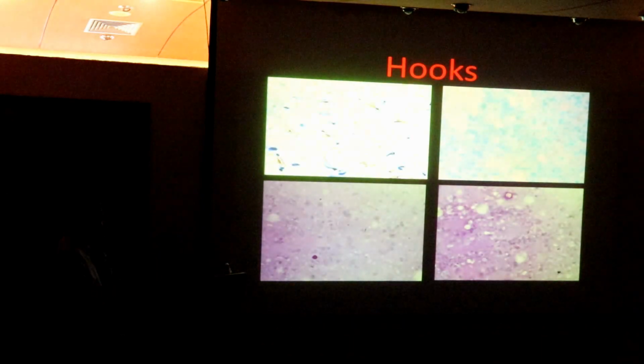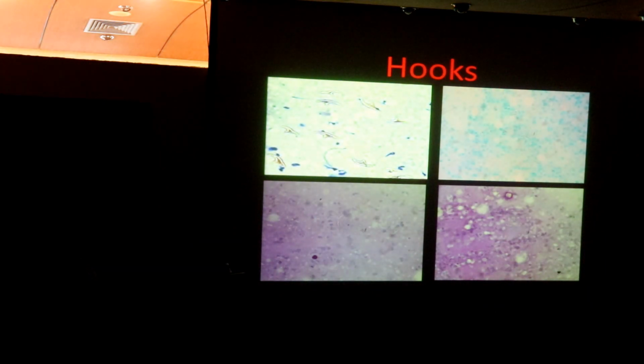Also, these are the scolices. The second one is the hooks. This is very, very important. Sometimes in the fresh specimen you see hooks more than parasites. These are the hooks. See, this is a PAS stain. This is a different stain, and this is Ziehl-Neelsen stain. And you can see them in different stains.